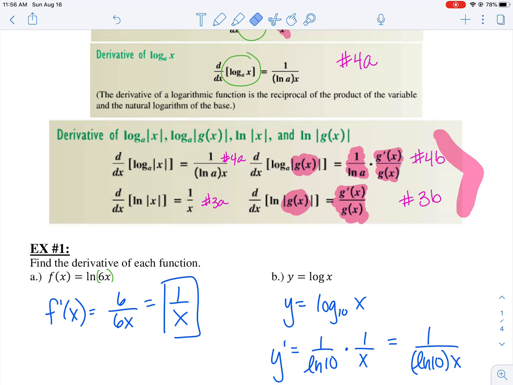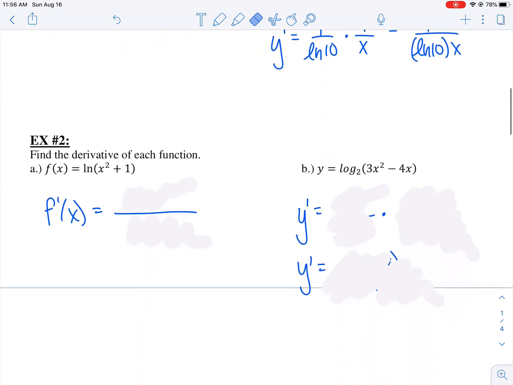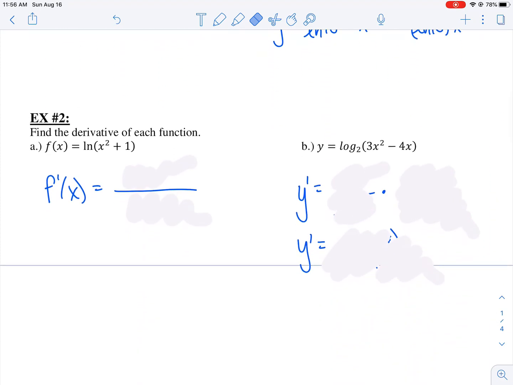And rule number 3b, the natural log of anything, is really just the derivative of the inside over the original inside. So on this one, the derivative of x squared plus 1 is 2x over the original inside, which is x squared plus 1. Again, no more natural log, so make sure you don't add that in your answer. All right, look at b.